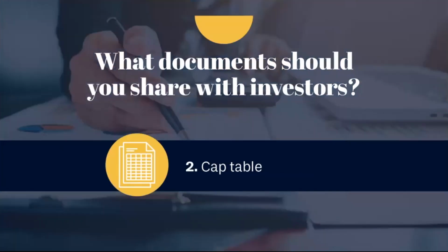Next would be the cap table. So a capitalization table that shows the market value of a company. It provides a breakdown of the percentage of ownership, the equity dilution, and the value of equity from each round of investment by founders, investors, and other owners.